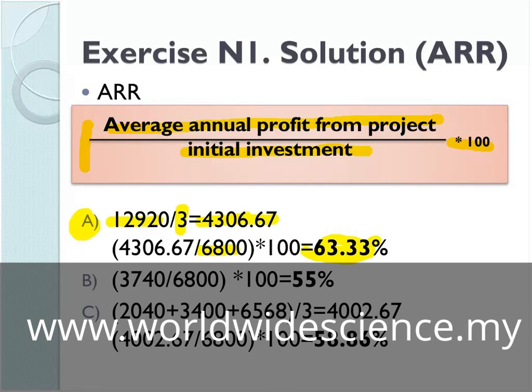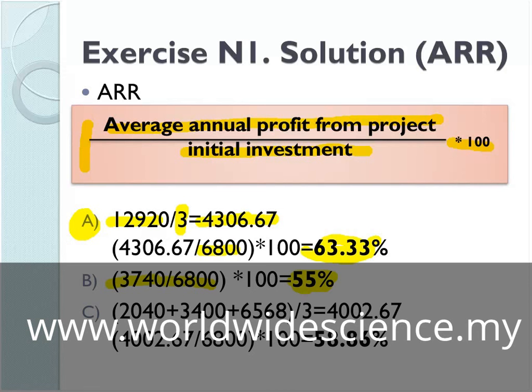In project B, we already have the average. We won't calculate it because we already have an average profit for project B, which is 3,740. Divide by the investment, multiply by 100, and we get that we can get 55% of the profit each year from project B.